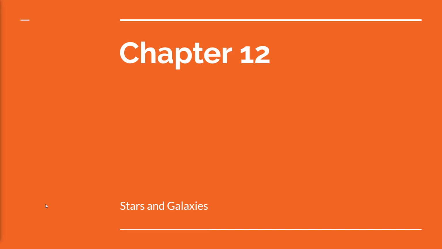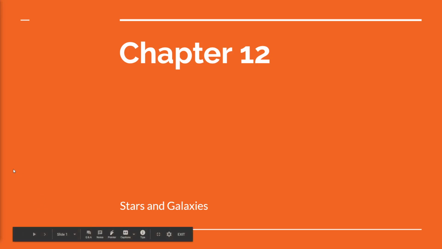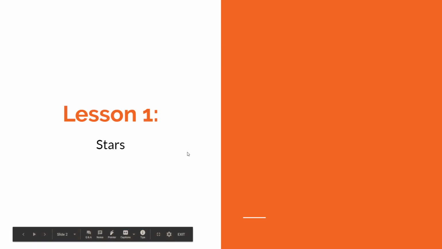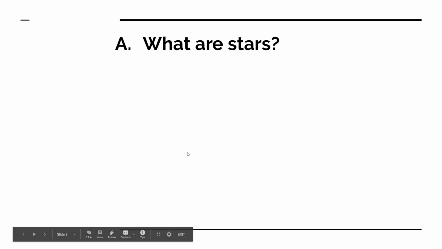Stars and Galaxies is the last chapter for 8th grade science. The last chapter was just specifically about our solar system, but now we're going to go into what actually is a star. How can we tell the difference between stars? What are stars made of? How do stars work? And all that jazz. So let's go and get started with lesson 1.